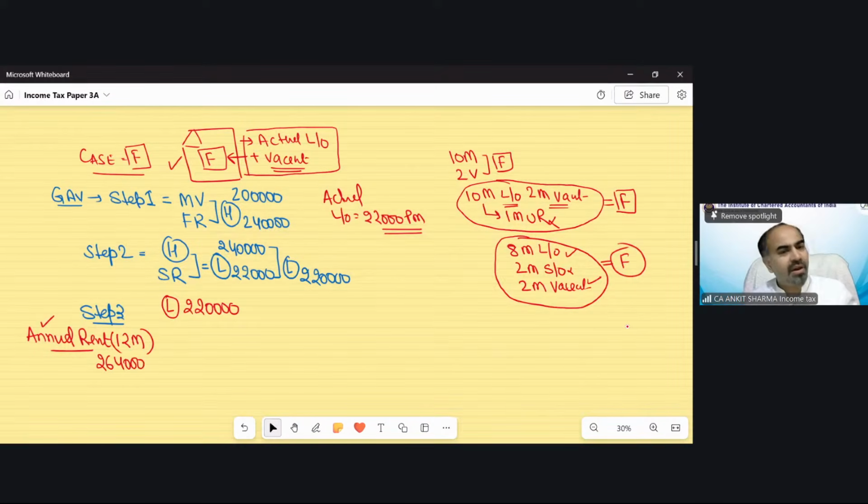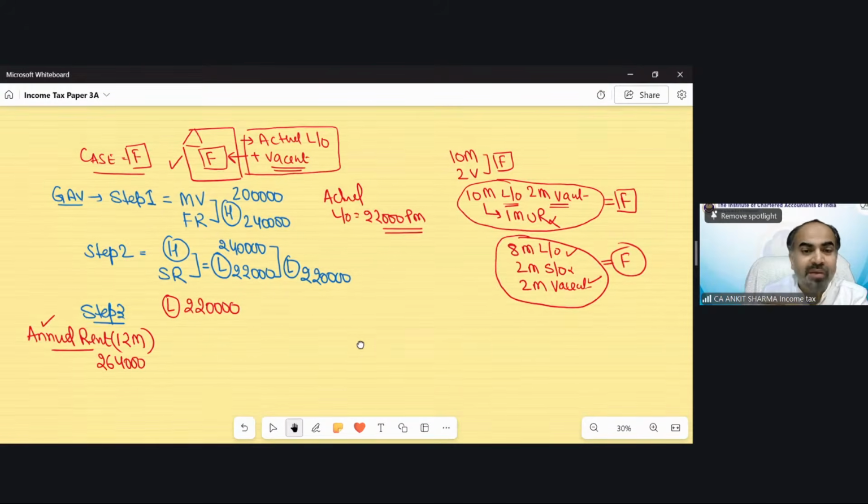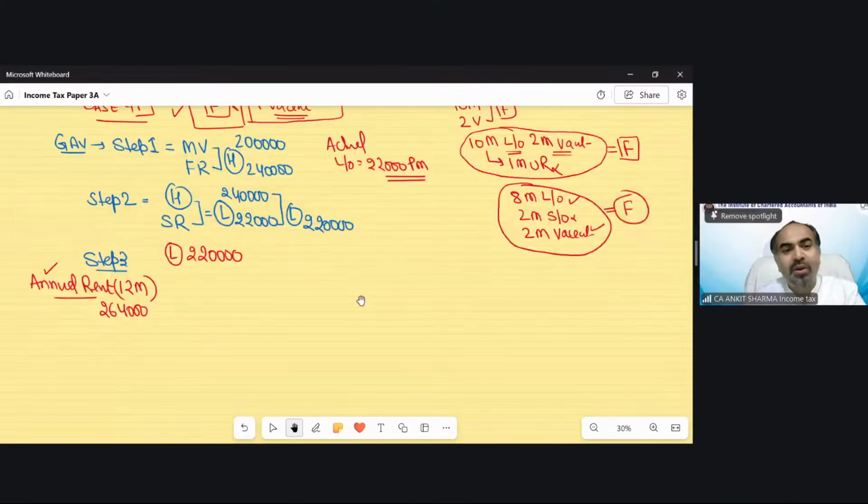Anything difficult till now? Case number F. Isha is saying no. SK is saying no. It does not look difficult till now because it is not yet completed. We are not going to compare this 2,64,000 directly with 2,20,000. It is not that simple.